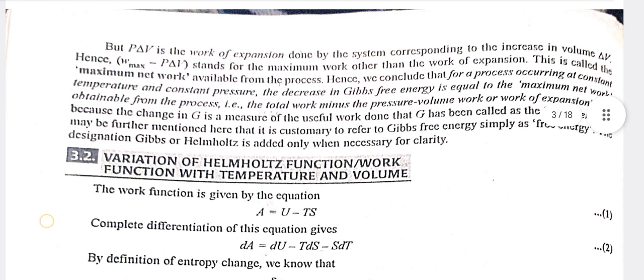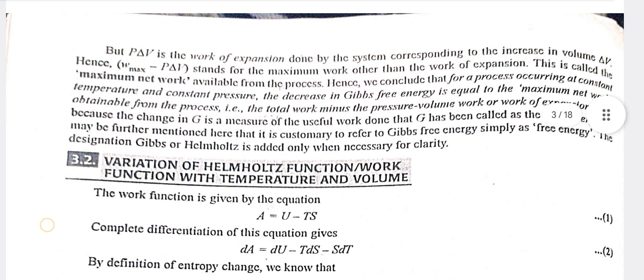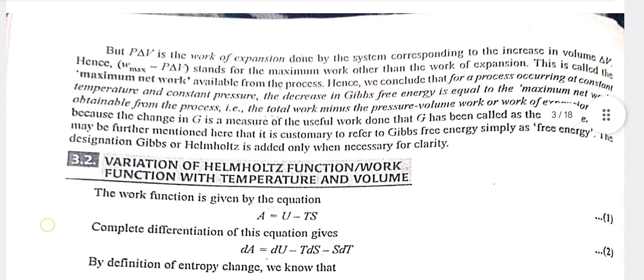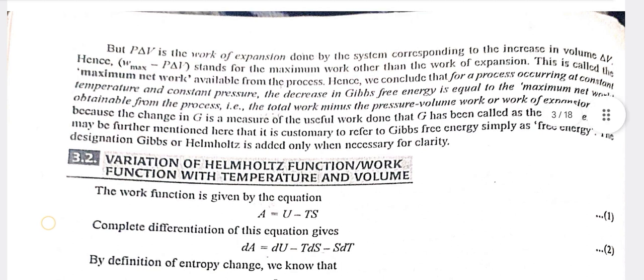But P del V is the work of expansion done by the system corresponding to the increase in volume del V, as W max minus P del V stands for the maximum work other than the work of expansion. This is called the maximum net work available from the process.